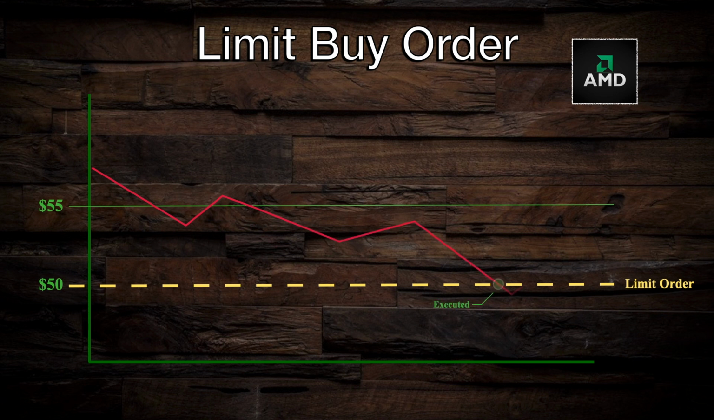Say 4 hours later, AMD briefly dips below $50. I may not be in front of my computer to see the opportunity, but my broker will execute the order, saving me time and potentially $5 per share.